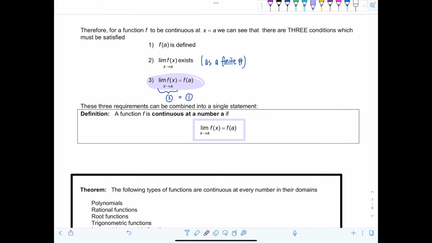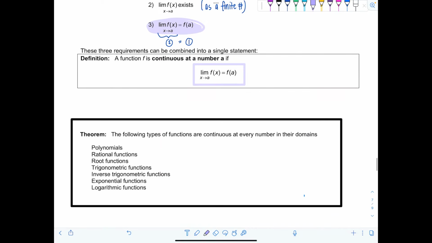If 1 or 2 fails, then there's no point checking condition 3. Now, this is how to check if a function is continuous at a single point. It can be very tedious and also unnecessary for other functions which fall into the following categories. So basically, unless you have a piecewise defined function or you're told specifically to apply the definition, most of the time you're not checking conditions 1, 2, and 3.